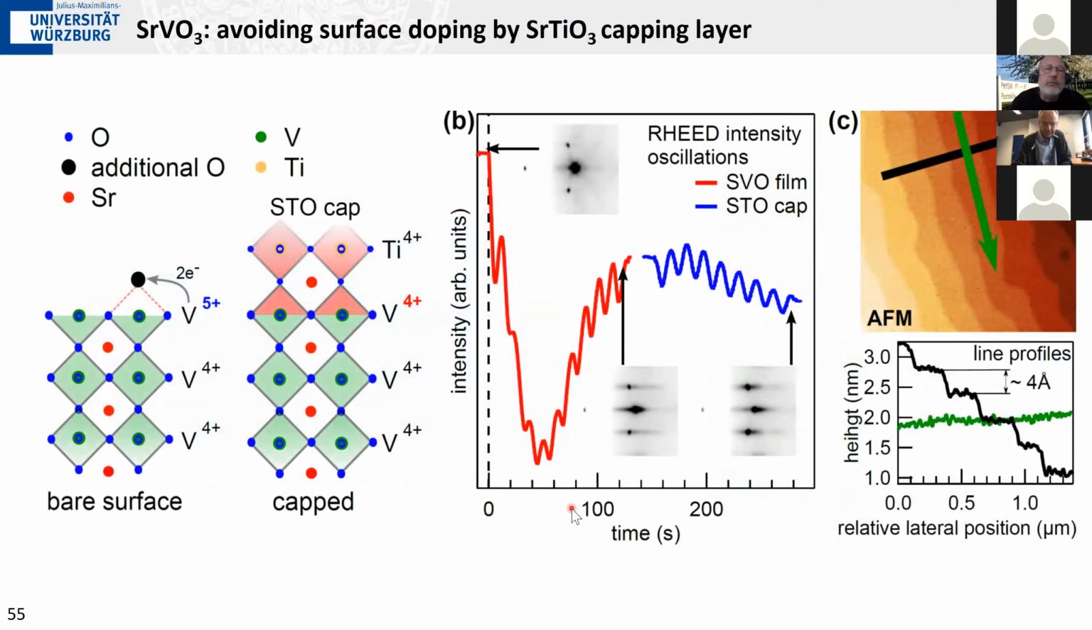And in order to get rid of this effect, again, you can grow a protecting cap on the surface. This is shown here. Here we use SrTiO3 on the surface. It can be nicely grown on top here. You see here the RHEED oscillations.